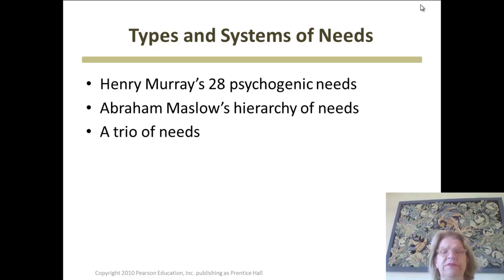Researchers are interested in developing a complete list of human needs. Although basic biological needs are easily understood and agreed upon, it is the psychological and psychosocial needs that differ from researcher to researcher. Murray and Maslow have both developed lists of needs.